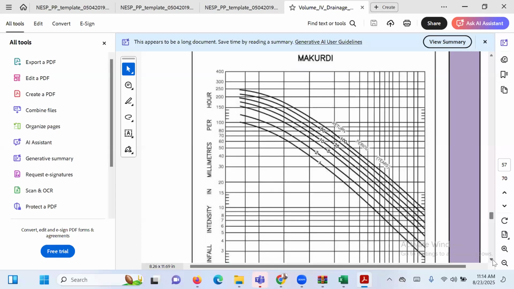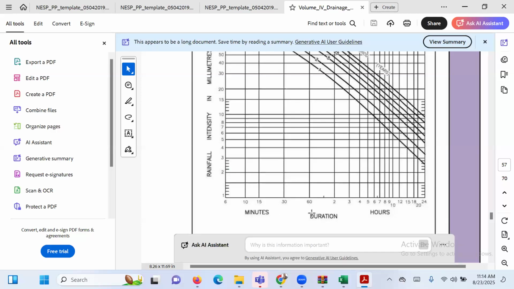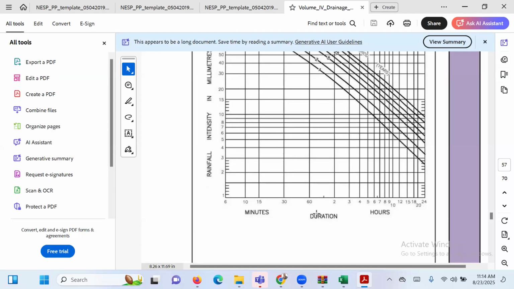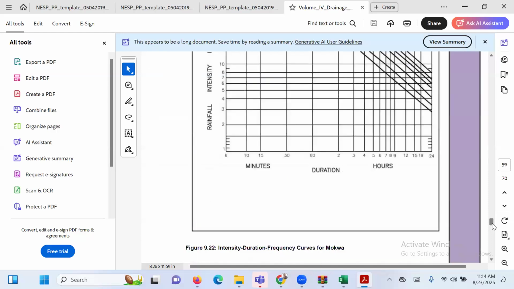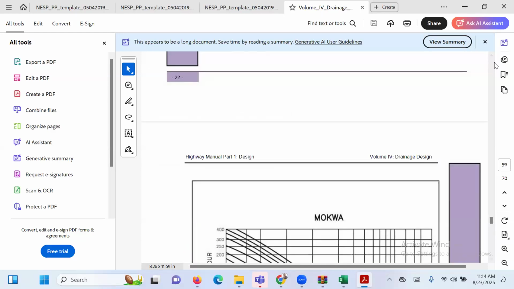Okay, so if you go here, you see that on the horizontal, you have the duration. So the duration on the horizontal, then on the vertical, you have the rainfall intensity. So with the rainfall intensity and the duration, you now read off based on your return period. Okay, this is Mina. This is Makurdi. And this is Mokwa.